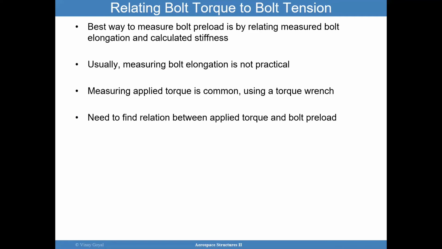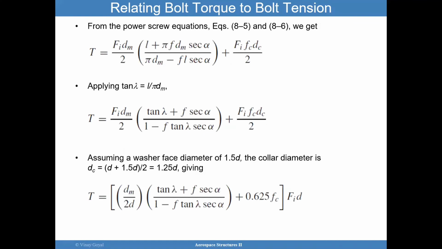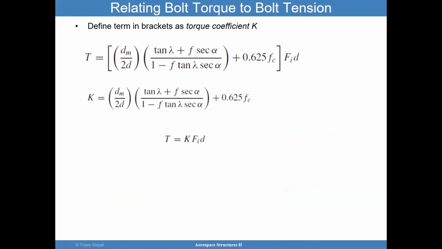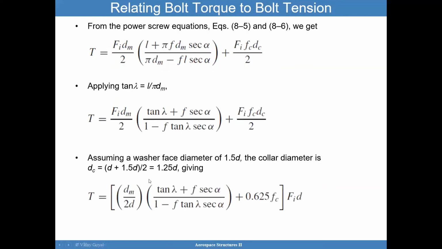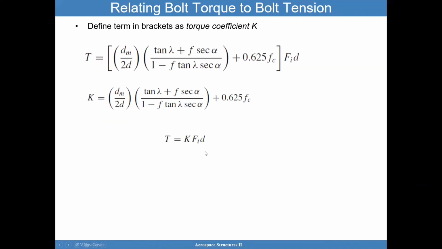Measuring the applied torque is common using a torque wrench. So we need to really find a relationship between applied torque and bolt preload. That's a standard definition. And as I told you earlier, we're going to discuss power screws, and part of the reason I wanted to do that is to develop this relationship of bolt torque to bolt tension. One can use all the formulas that I discussed earlier, but I want to simplify that to a very simple equation: torque equals K, the nut factor, times the preload times D, the diameter of the bolt.